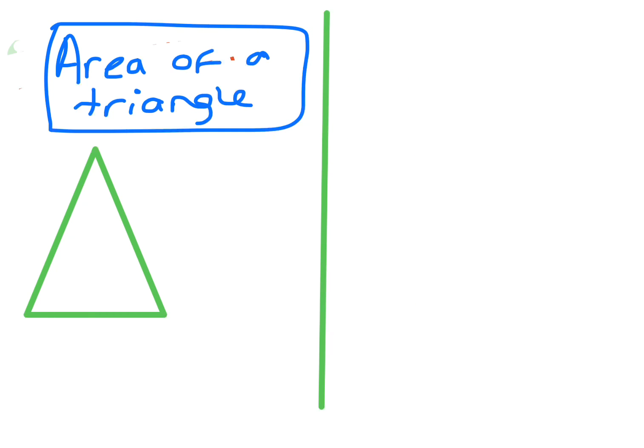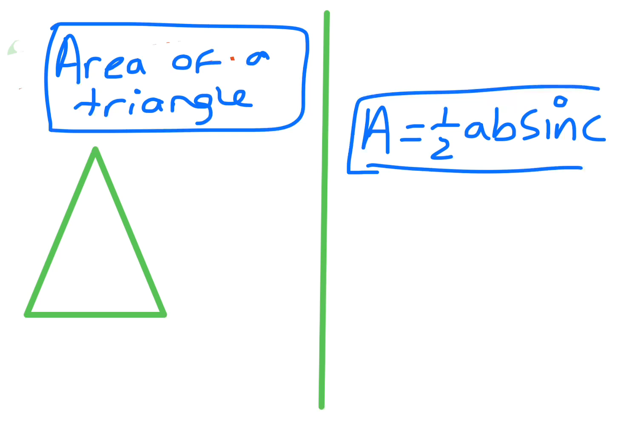I'm just going to run through the area of a triangle rule. Now the actual formula is A equals a half ab sine C. I'm just going to use this video to prove the actual formula.